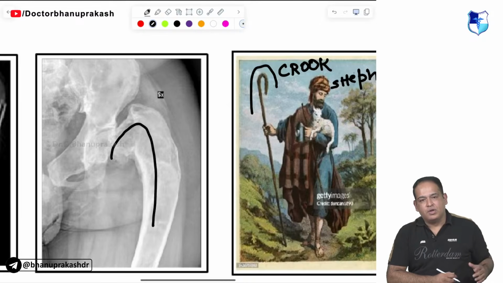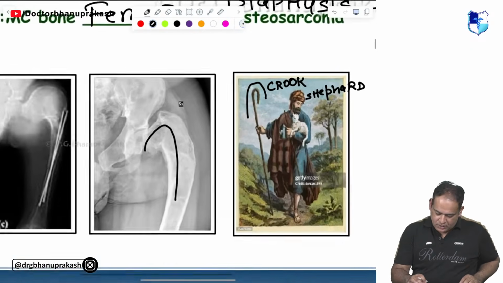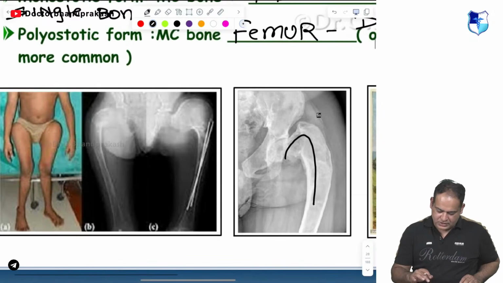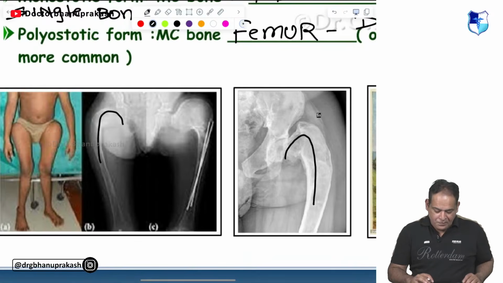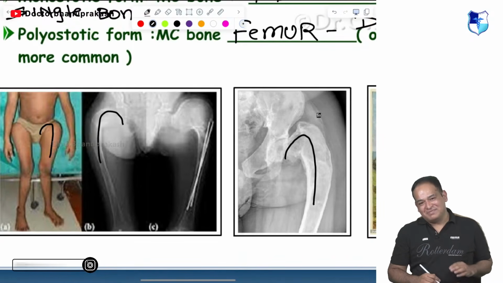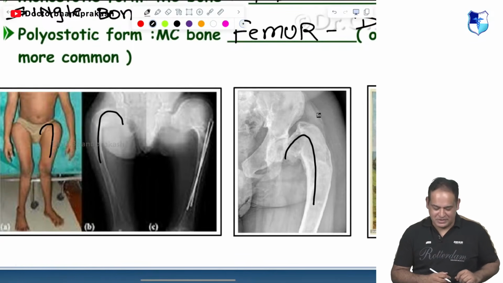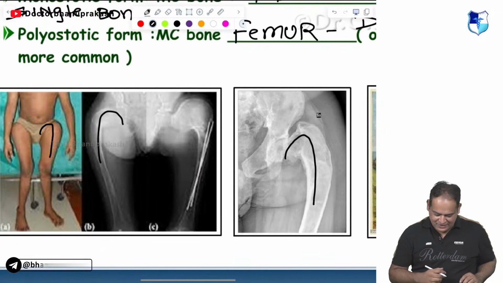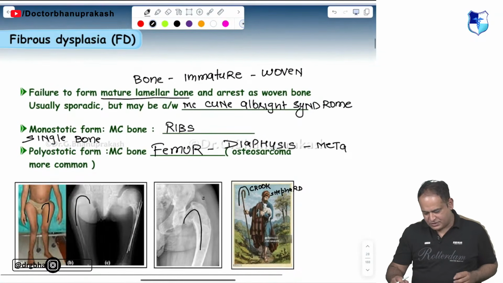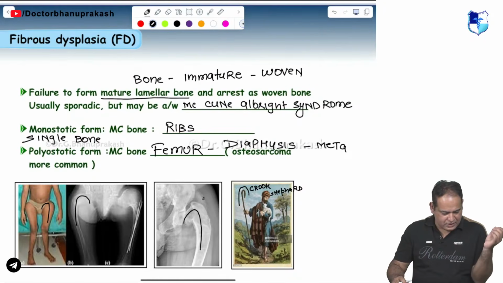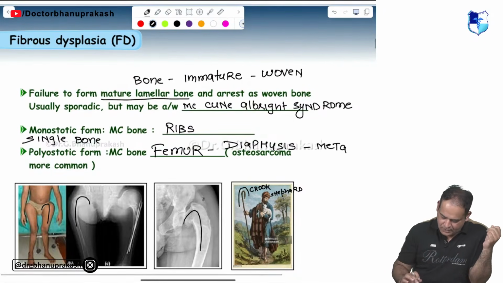Those are the associated syndromes, but we are concerned with the bone features, right? Here we will just be focusing on the orthopedic features of fibrous dysplasia, right? Good. When you share this, this increases the knowledge of your teacher, and of course, increases the knowledge of your fellow friends also, right? Let's move forward.